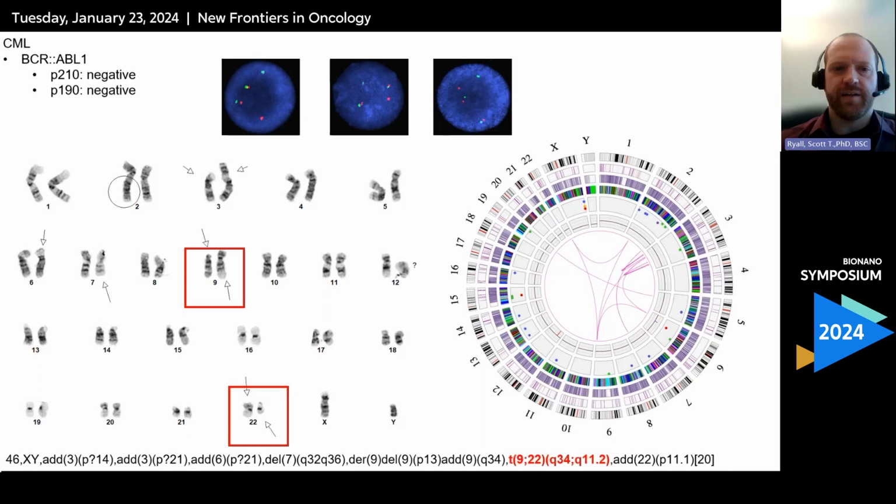Obviously, when our molecular disagrees with our karyotype, we want to be sure, and we ran our FISH on it. And we did see the FISH pattern that we would expect to see. You can see these fused signals occurring, which are indicative of the derivative chromosomes.